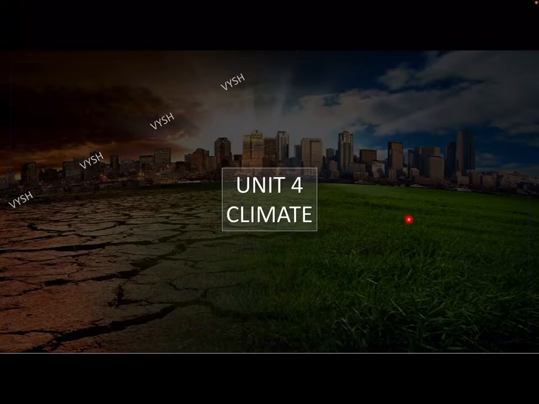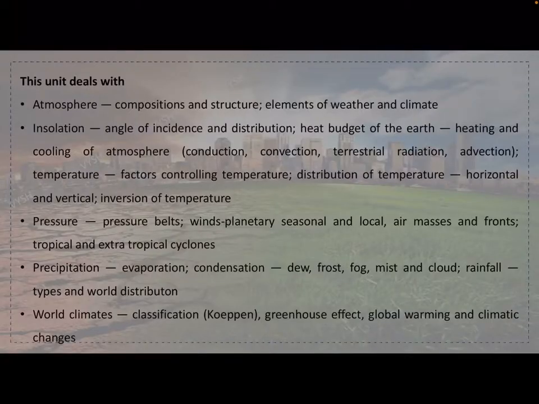So we are going to start Unit 4, the climate. Previously we have completed till chapter number 7, and we are going to continue with chapter number 8 from today, which comes under Unit number 4. So what exactly is in Unit 4? First thing, we are going to see about the atmosphere: what are the composition and the structure of the atmosphere, as well as elements of weather and climate.